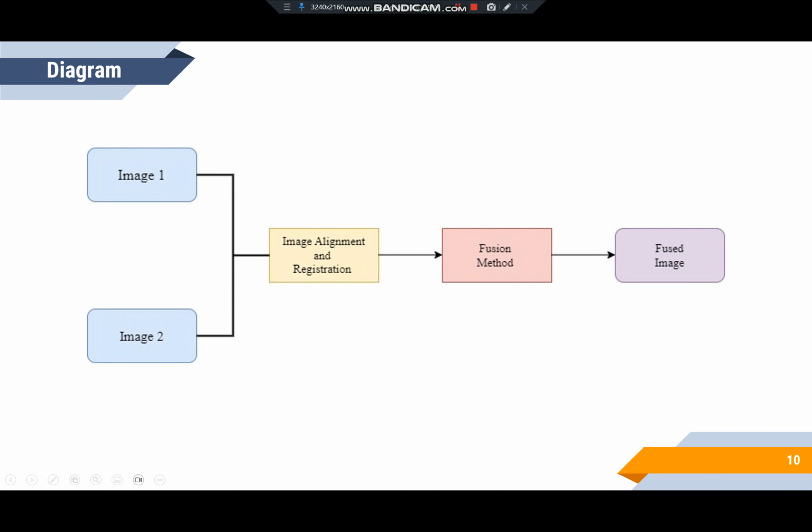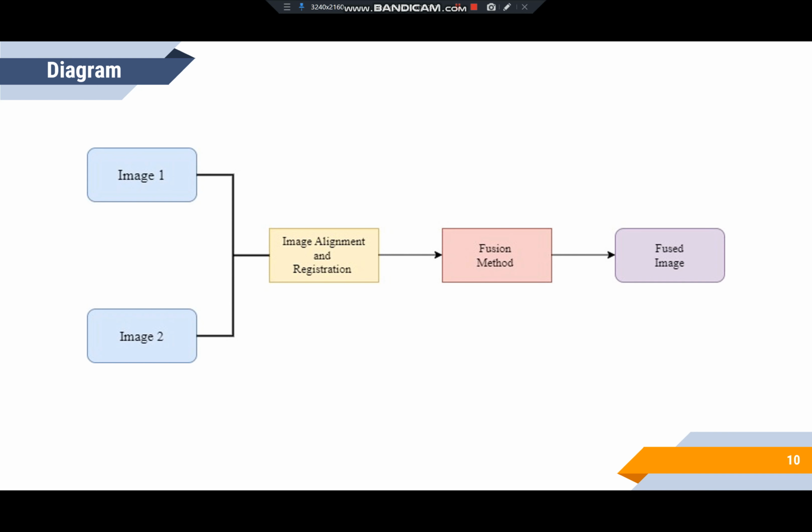As the figure shows, image registration is a fundamental step in multimodal image fusion. It involves aligning the CT and MRI images, especially into the same coordinate system. Different registration techniques such as rigid, affine, or non-rigid transformations are used to ensure that corresponding anatomical structures match accurately.